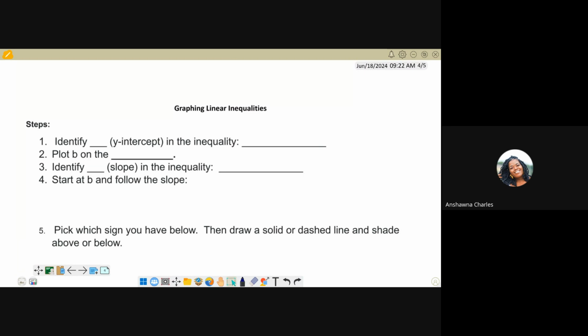All right, so today we're going to graph linear inequalities. So the first thing we need to do is go through our steps. Just like always, I'm going to have steps for you, and you're going to make sure that you follow the steps, okay? So the first thing you need to be able to do is identify your B, which is your y-intercept.